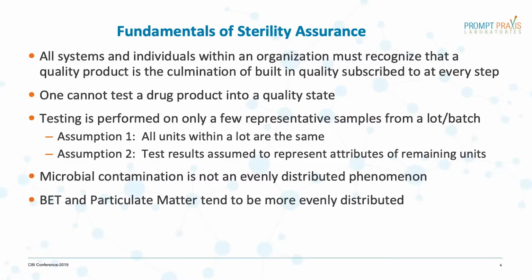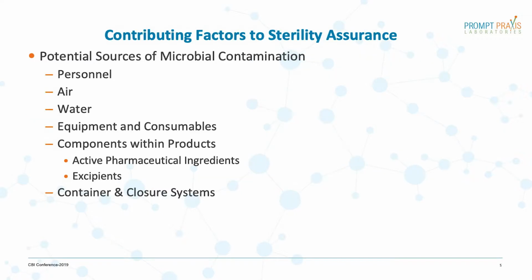As I mentioned, microbial contamination is not uniformly distributed. It tends to cluster. It tends to be spurious and transient in nature. Fortunately, BET and particulate matter tend to be more evenly distributed and can signal problems with the batch or a lot of material. So the factors contributing to your sterility assurance package are all of these potential carriers of contamination.